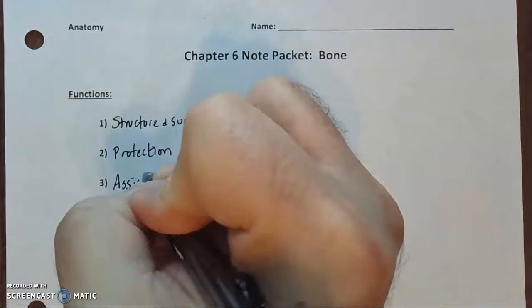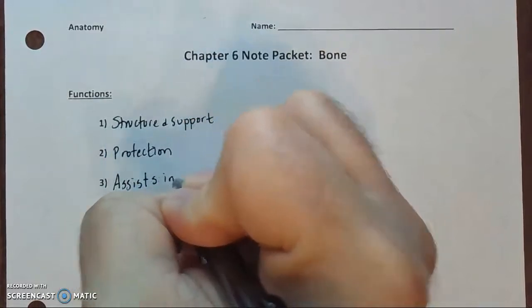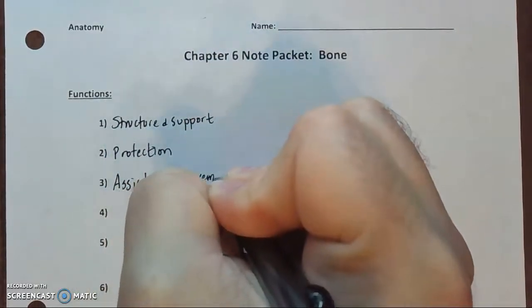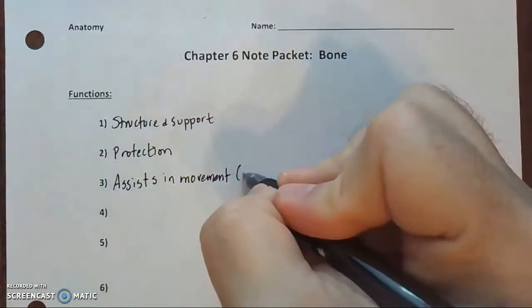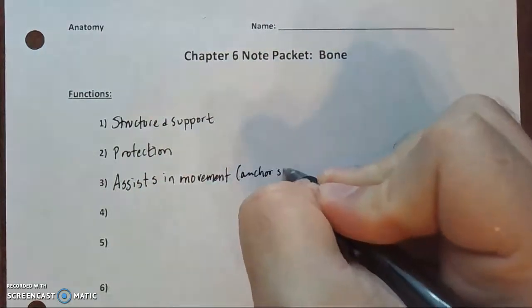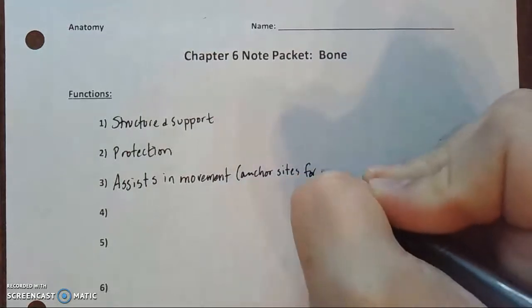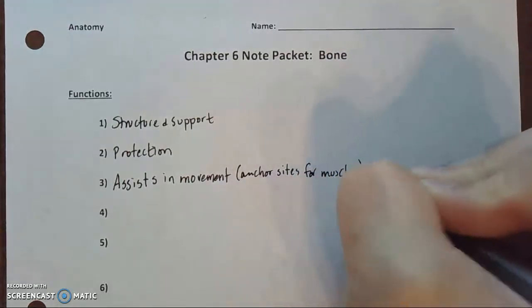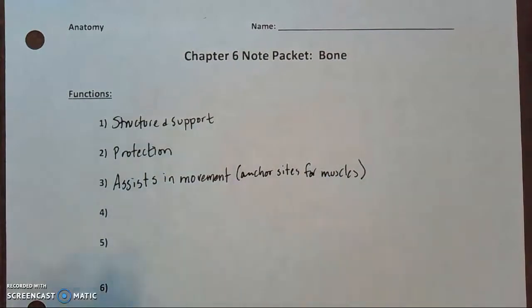Without our bones, we would not be able to move, so it assists in movement. It is the anchor site for muscles. So skeletal muscles are involved with the skeletal system. We have different features on bone that we'll talk about that are buildups, that are attachment points for our muscles. And if you recall, we had attachments for muscles or tendons.